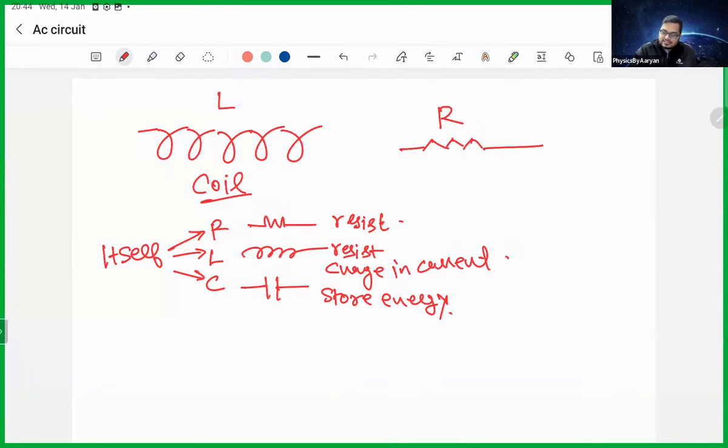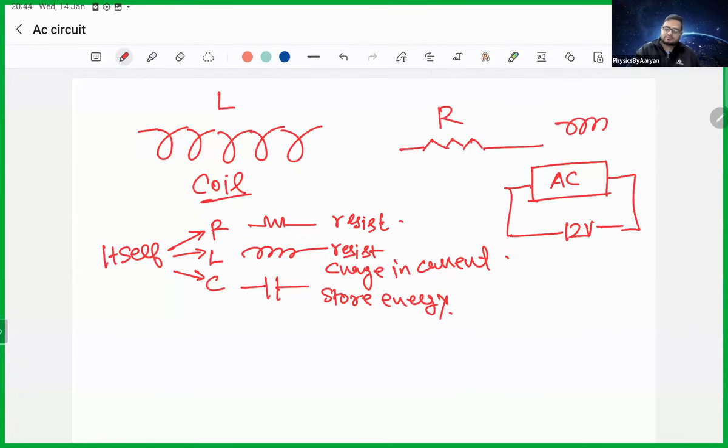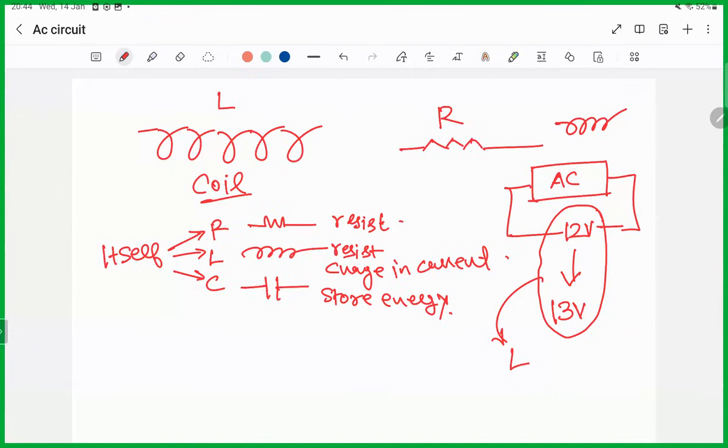It means if your AC is there, this is your air conditioner, and I am applying 12 volts. Does your AC have inductance? No. Now I try to make this voltage go from 12 to 13. During that time, does your AC have L? Yes. So your AC does not have any coil.